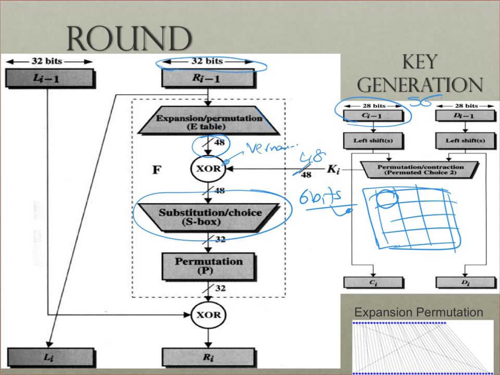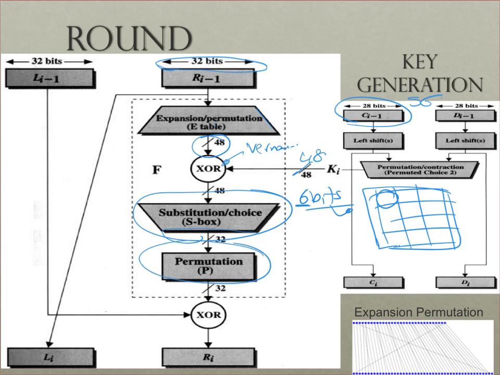Okay? So unlike permutation with expansion, this is called substitution. So there is a lookup as part of it. So we do the lookup, and we convert each 6 bits to 4 bits. So the result will be some kind of contraction. So the 48 will become 32. The 8 blocks of 6 bits will be converted to 8 blocks of 4 bits. So 4 times 8 is 32. So the result here will be 32.